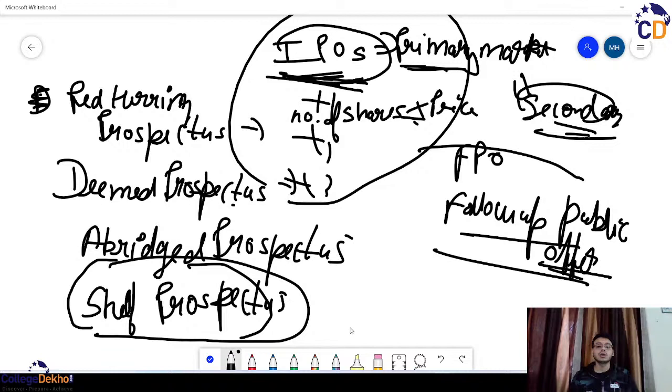And we also talked about the difference between the primary market and the secondary market, because ultimately when a company is coming up with its IPO, the shares are being listed in the primary market because the first money comes to the company, and when the trading is being done, it's being done in the secondary market.